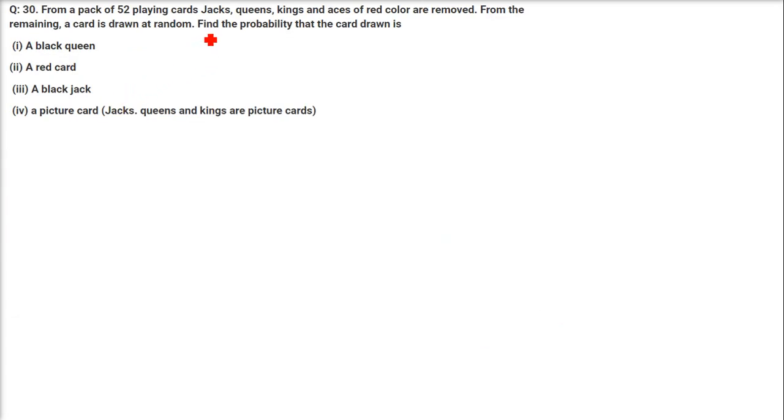From a pack of 52 playing cards, the Jacks, Queens, Kings and Aces of red color are removed. So we have 52 cards, 26 red and 26 black. So the Jacks, Queens, Kings and Aces of red have been taken off. In this 26 we have 13 as one suit and 13 as the other suit. We know we have 4 suits: diamond, club, spade and hearts. So now from this 13 and 13, 4 has been taken off.